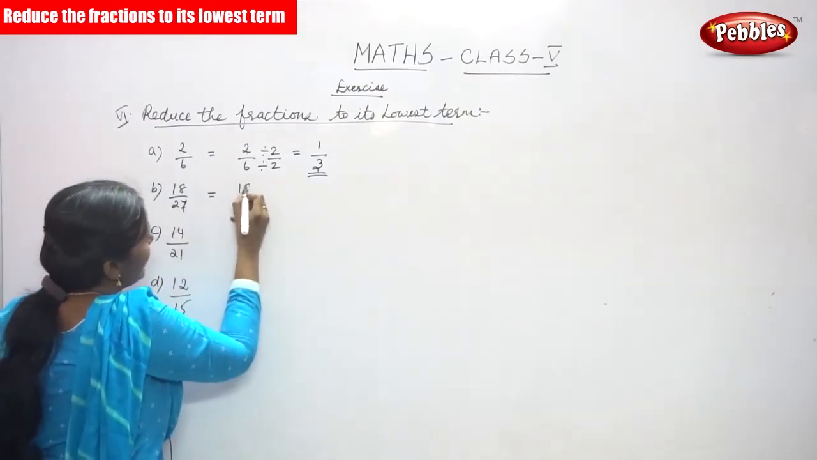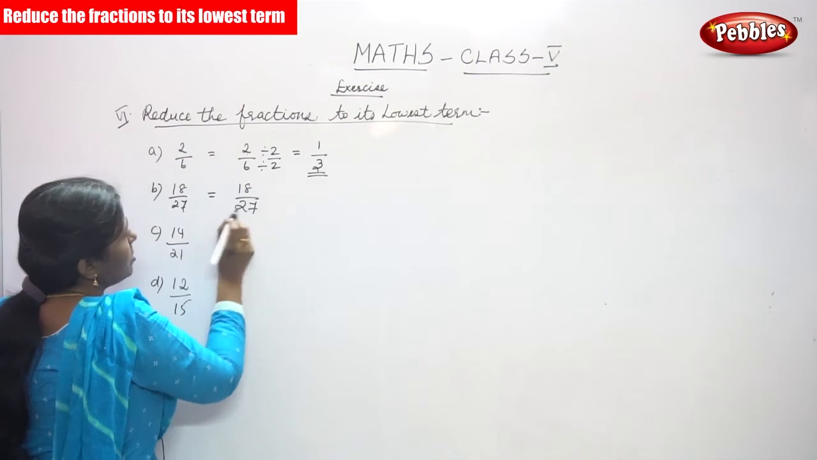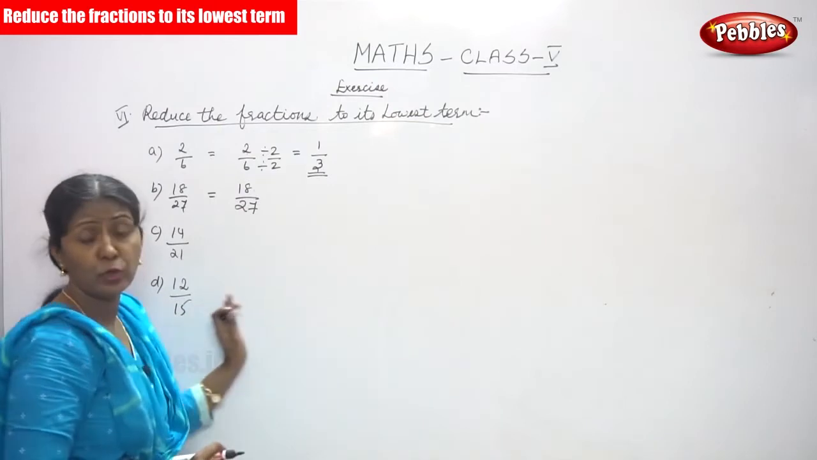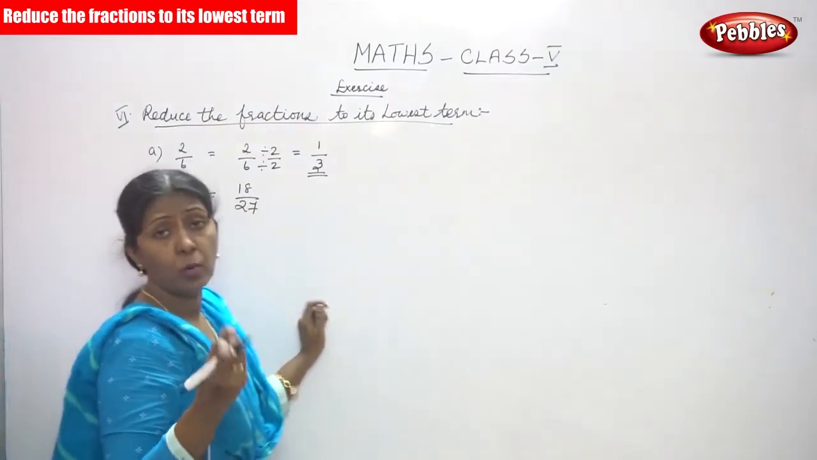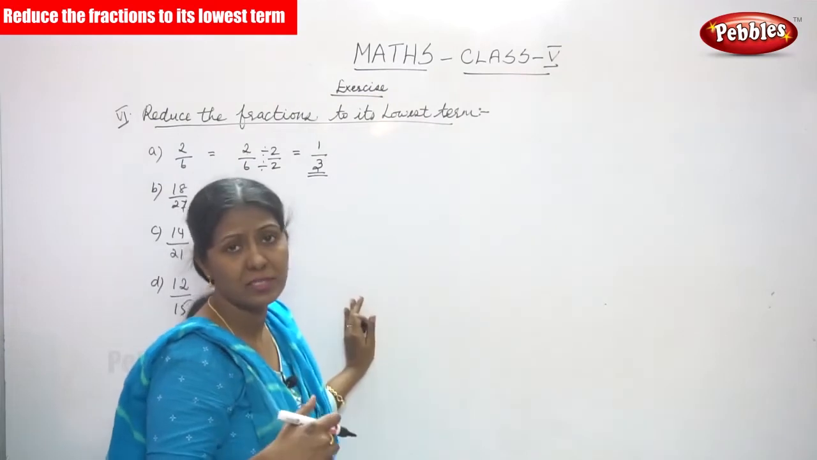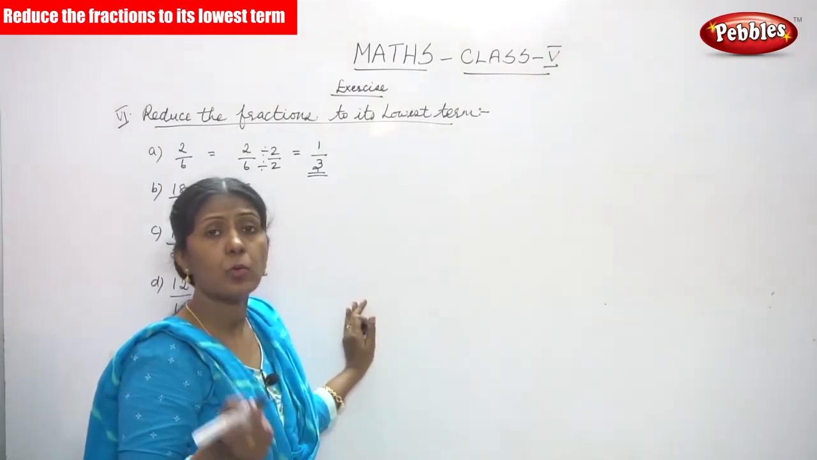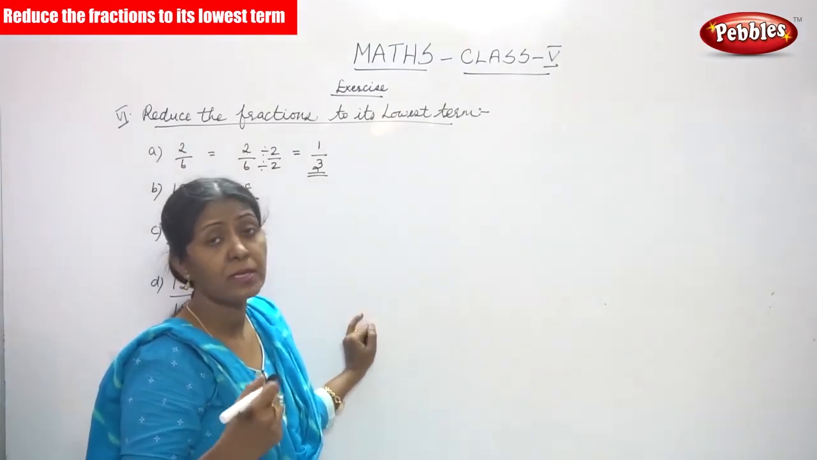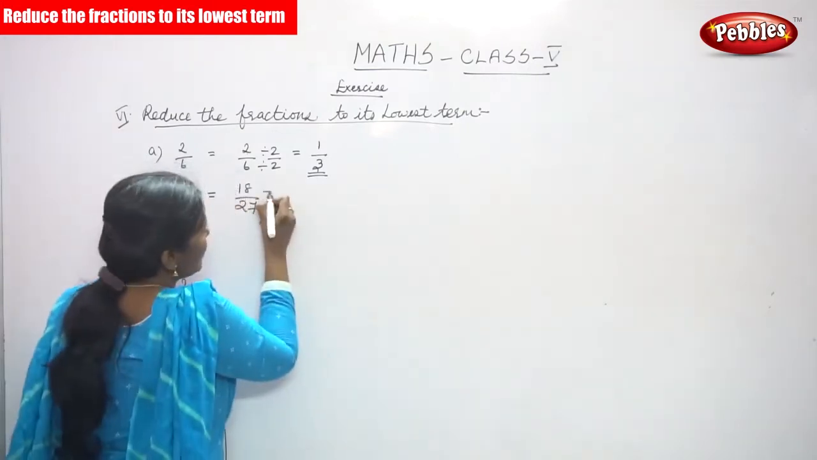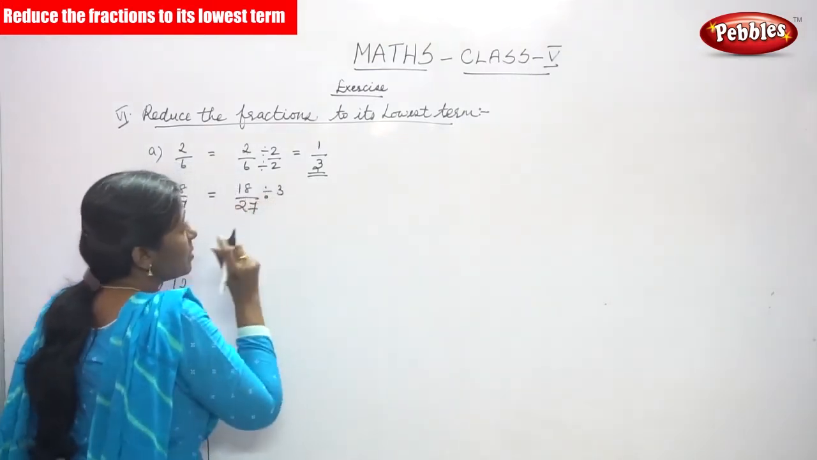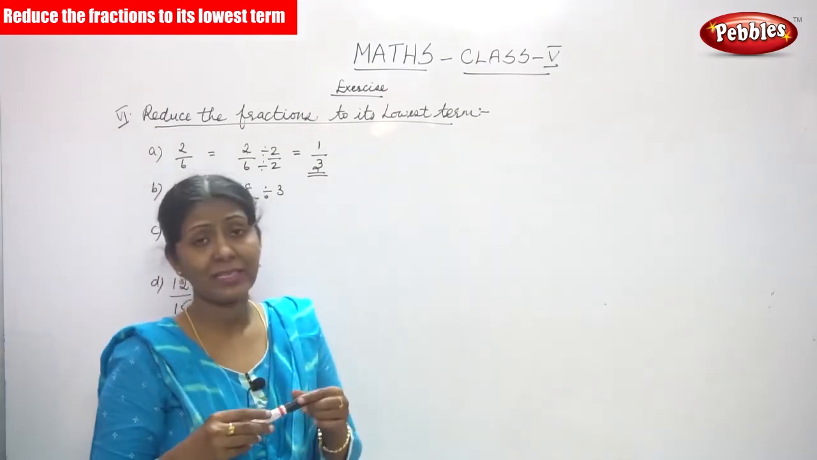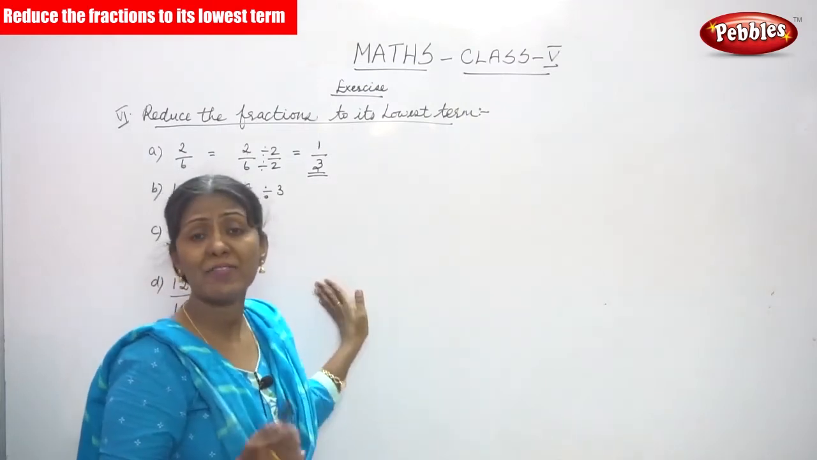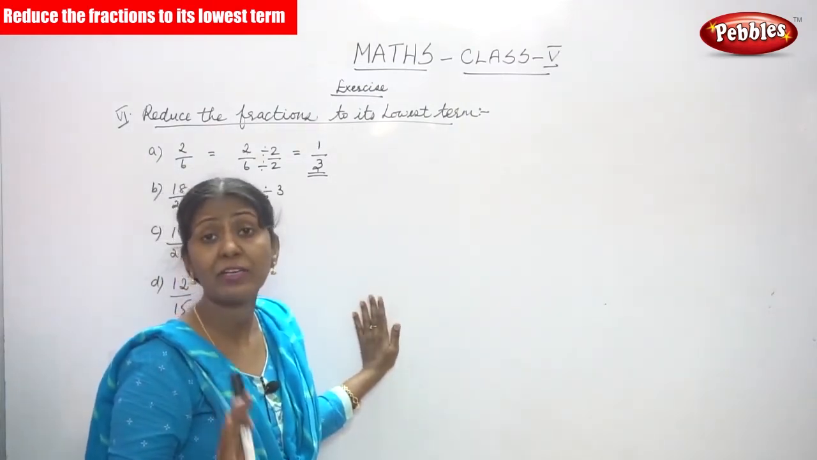So again, 18 by 27. 18 is the numerator and 27 is the denominator. So you have to what? Make this fraction the lowest term as much as possible. So what are you going to do? You must take a common factor. First you have to divide the number. So I am taking 3, because if I take 2 as the lowest factor, definitely 18 is divisible by 2 but 27 is not divided by 2.